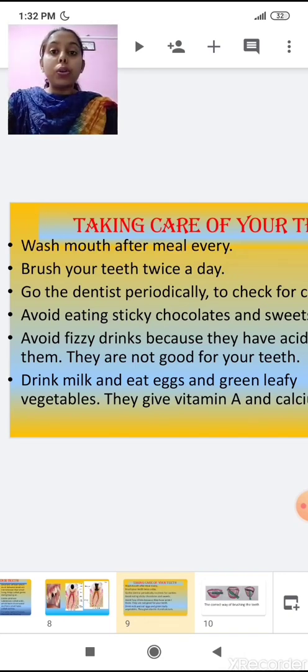And for today your homework is you have to learn the structure of a tooth.